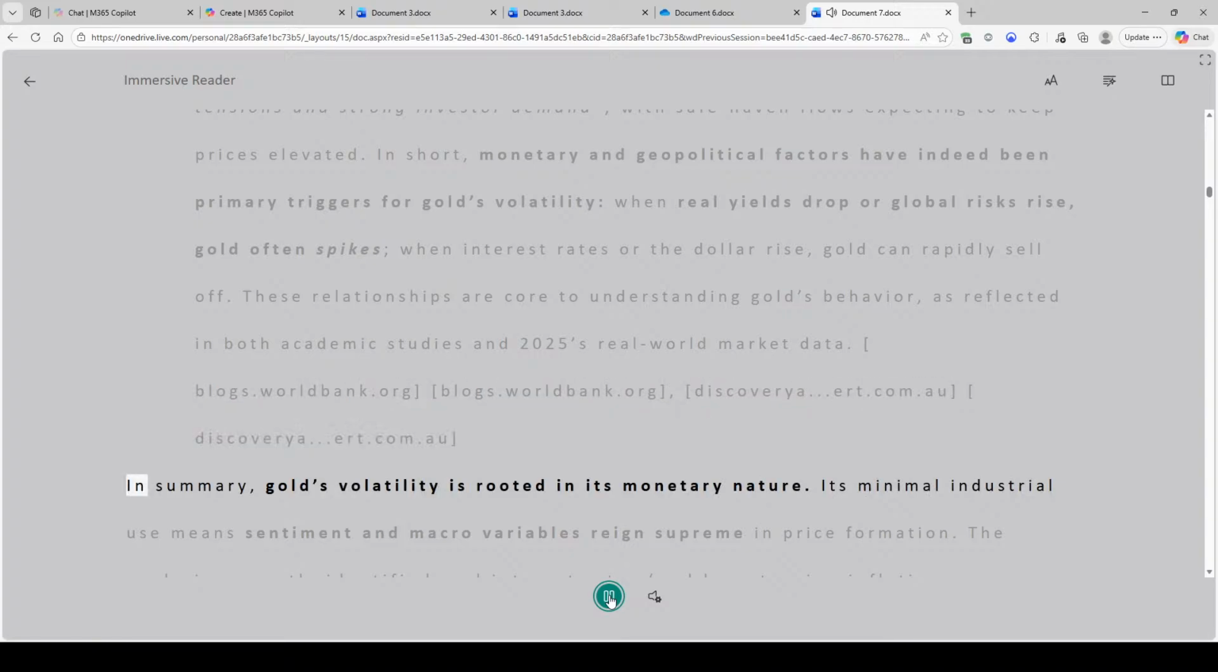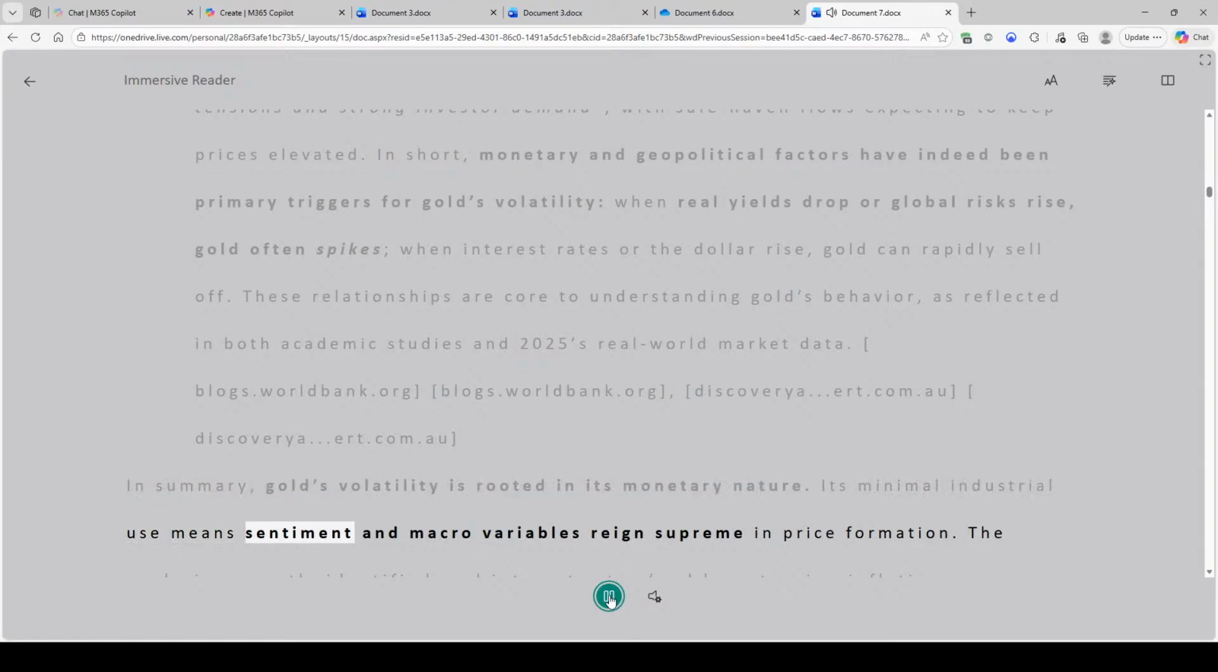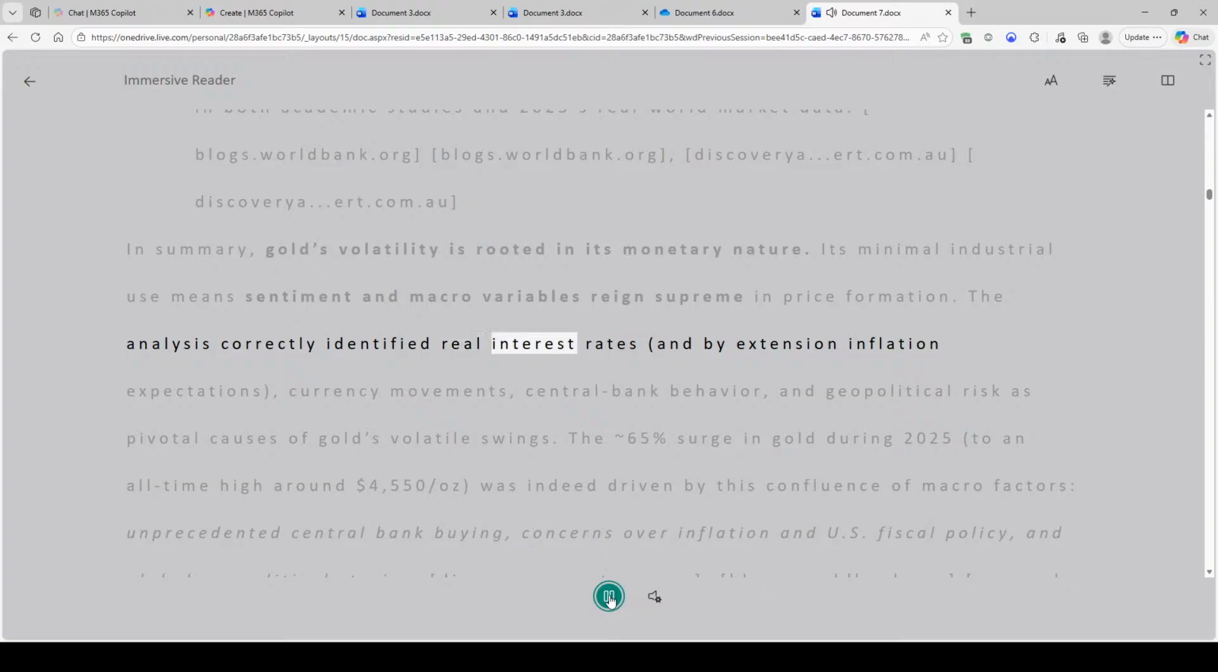In summary, gold's volatility is rooted in its monetary nature. Its minimal industrial use means sentiment and macro variables reign supreme in price formation. The analysis correctly identified real interest rates, and by extension inflation expectations, currency movements, central bank behavior, and geopolitical risk as pivotal causes of gold's volatile swings.